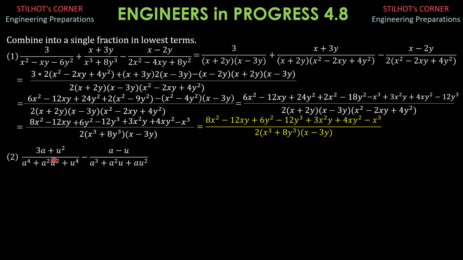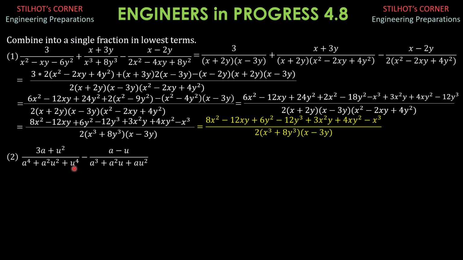This is supposedly a star problem. If you notice, the denominator of the first is a to the fourth plus a squared u squared plus u to the fourth. The first, second, and third terms are perfect squares. So if we obtain the square root of the first, a to the fourth square root is a squared. The square root of u to the fourth is u squared.